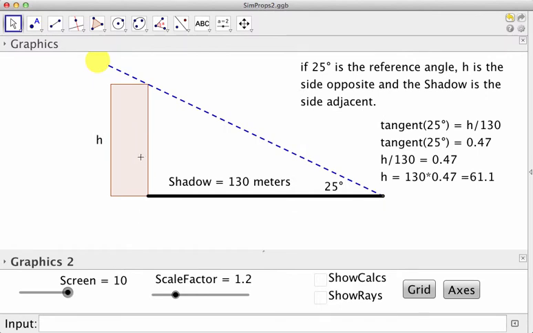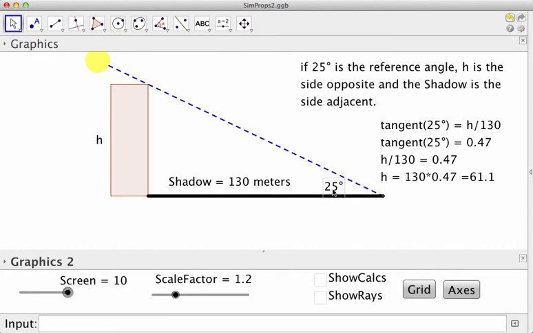Screen 10, we look at a typical application of using the tangents. Suppose that we have the sun up here in the sky, and it casts a shadow of this building, and we know the shadow is equal to 130 meters. We also know that this angle of elevation is equal to 25 degrees. So if we look at this right triangle right here, we'll call this h. That's the height that we're looking for. We have this side is equal to 130, and we have this angle 25.